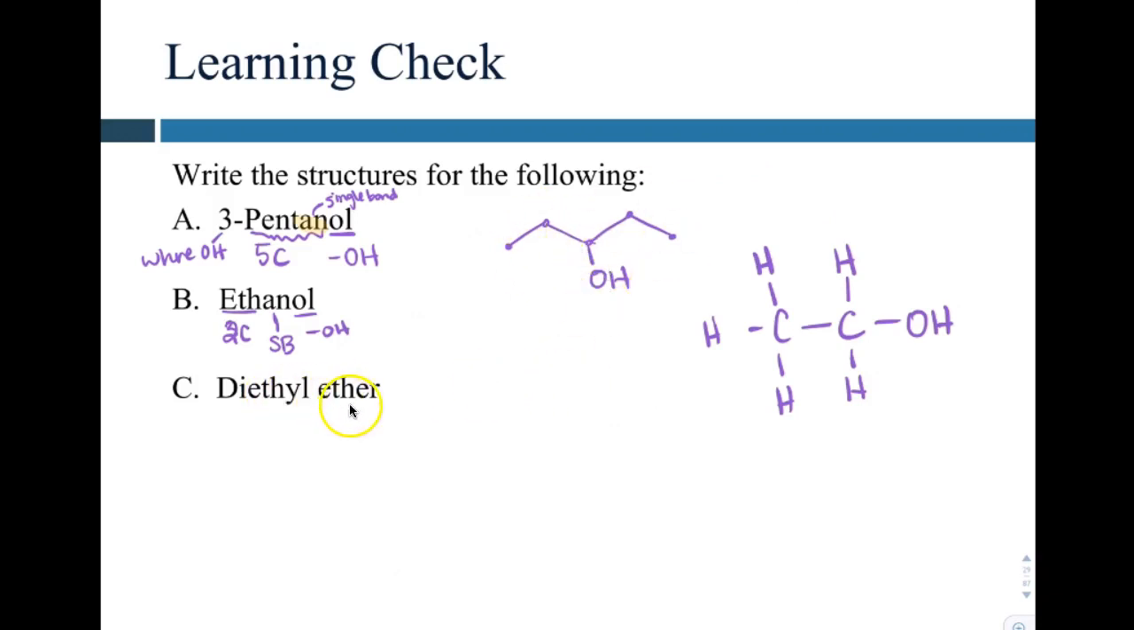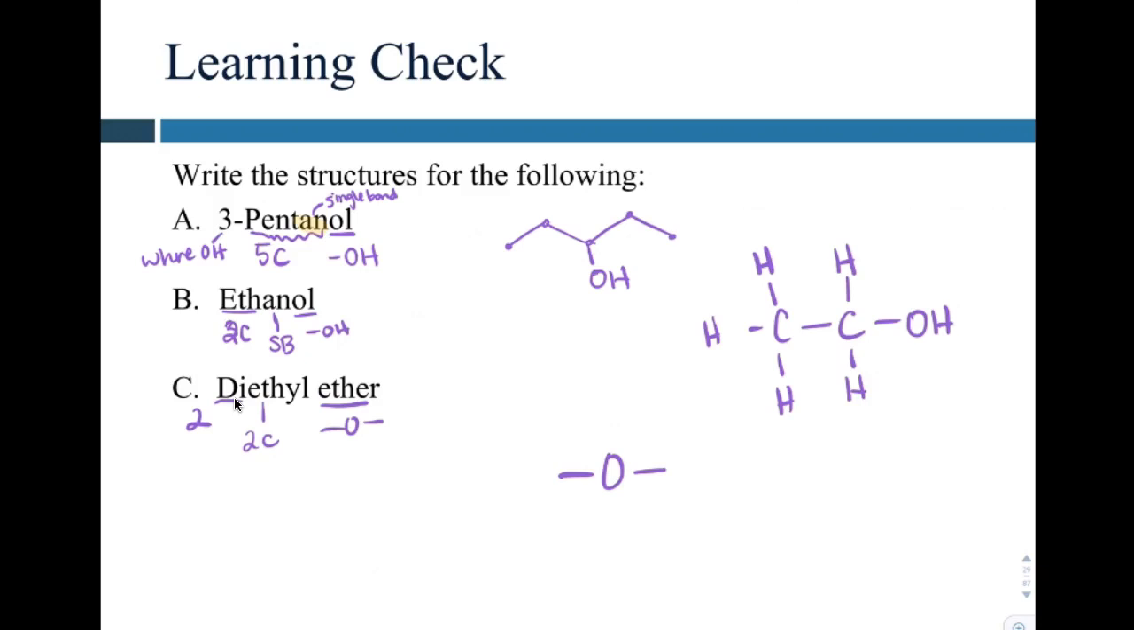All right, diethyl ether. So first of all, we see ether. Ether means O in the middle, like a little bat flying around. So I know I have an O in the middle. And now I need to know, well, what's on either side? Well, ethyl means 2 carbons, right? And how many ethyls do I have? I have 2 ethyls. Well, that means there's 1 on either side.